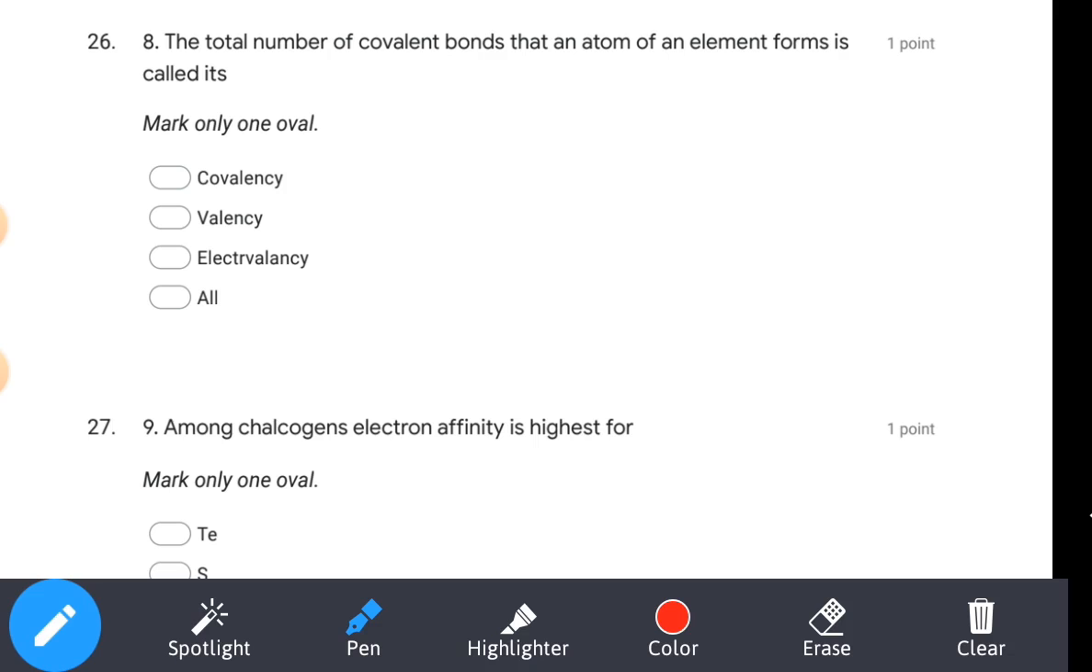The total number of covalent bonds an atom of an element forms is called covalency. So the number of covalent bonds being made by an atom is called our covalency. Easy question.